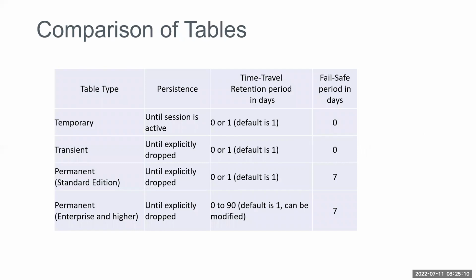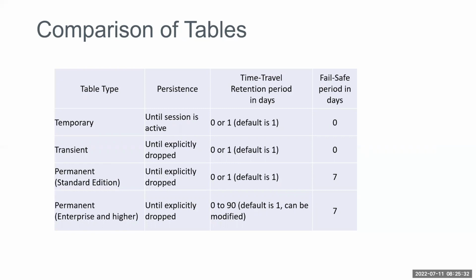And you can just simply remember this table. It will give you all the picture. Okay, so what is the table type? The persistence, that means till what point of time the table or data exists, okay, and the time travel retention period for each type of table, and the fail safe period.